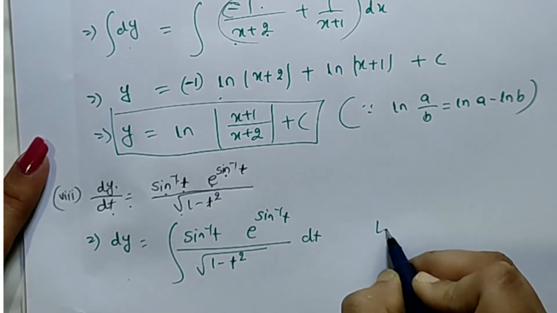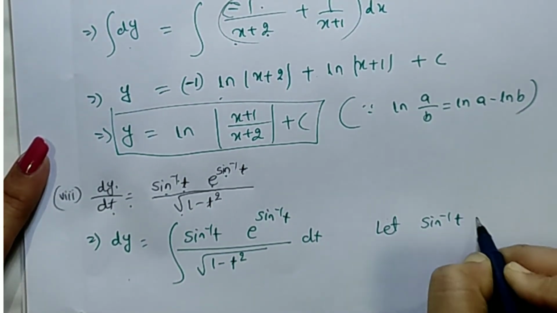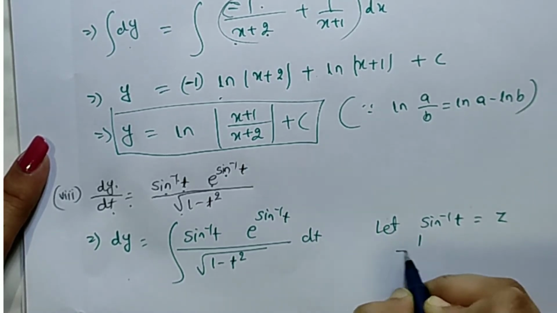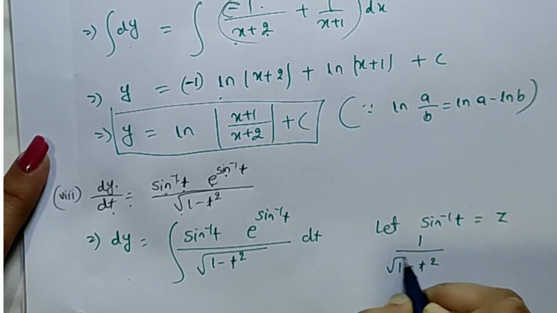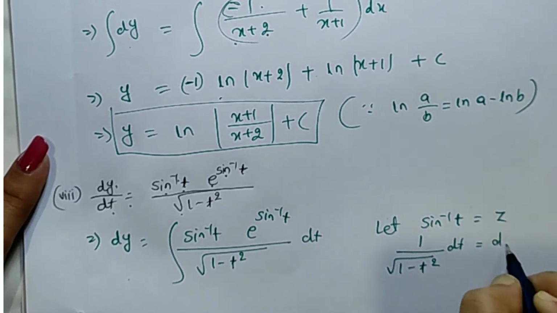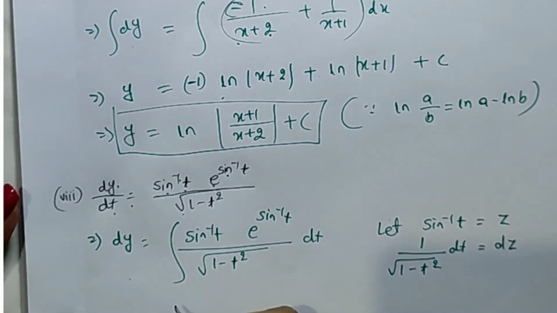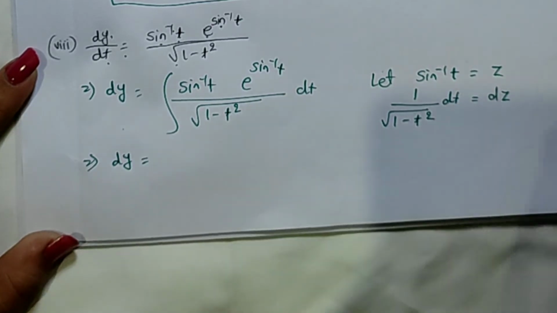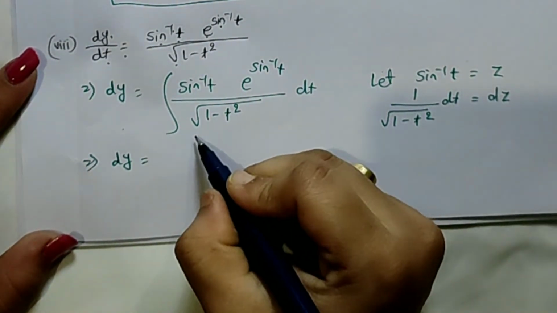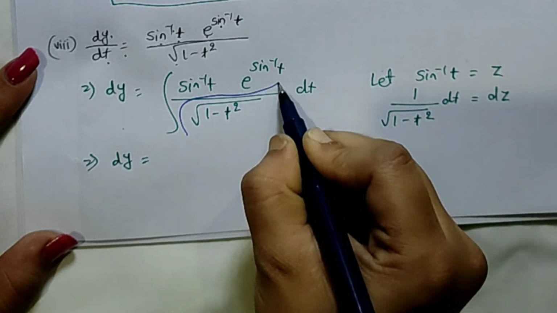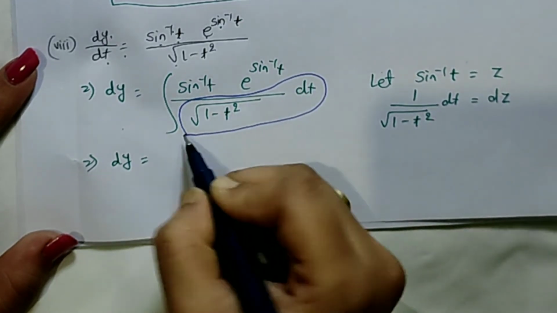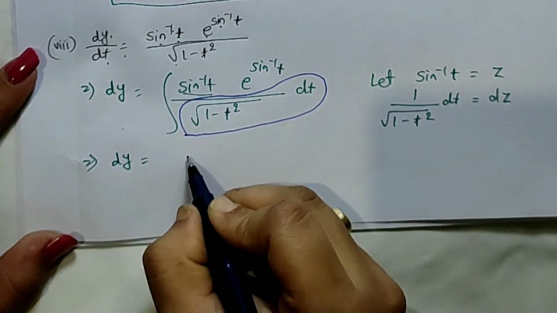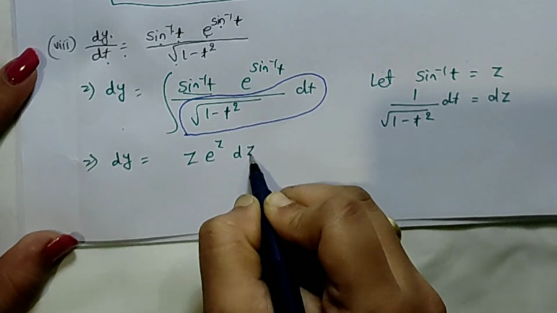So let sin inverse t be equal to z. Now differentiating both sides, the derivative of sin inverse t will be 1 by square root of 1 minus t square into dt is equal to dz. Okay. Now substituting in the given equation, dy is equal to, this 1 by square root of 1 minus t square into dt, in place of this we can write dz. So this will be z, so z e power z into dz integration.